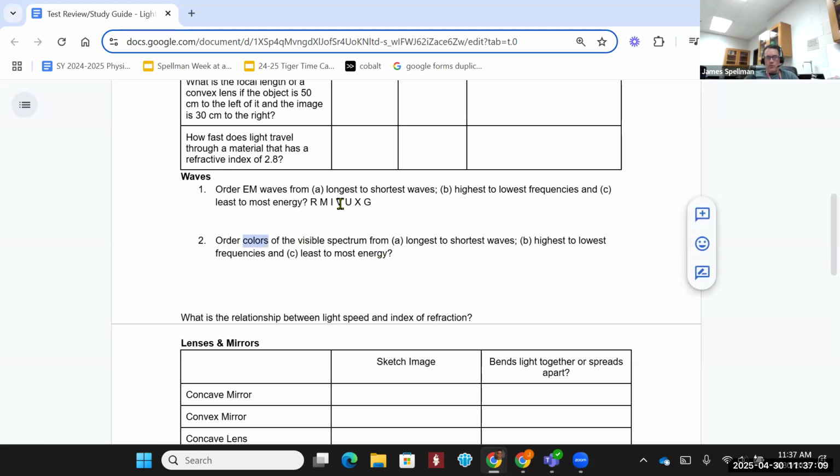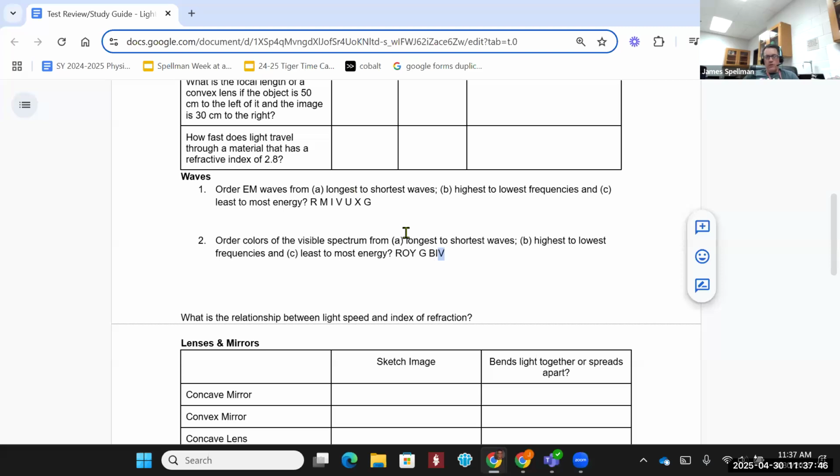Now, I want to go ahead and do the colors as well, because the colors are the parts of the visible light, and the memory device for that is the fictional name Roy G. Biv, for red, orange, yellow, green, blue, indigo, and violet. Again, this is our visible, and you'll notice that red light is the beginning of the visible light, right next to infrared. So infrared has the word red in it. At the other end of the visible spectrum is the U, for ultraviolet. Ultraviolet is next to violet.